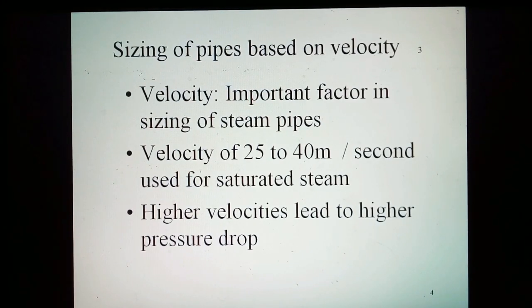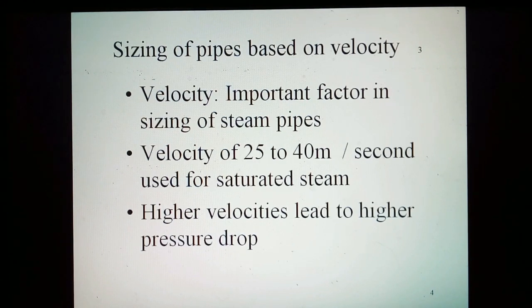Sizing pipes based on velocity. The velocity is an important factor in sizing of steam pipes. If a reasonable velocity could be used for particular fluids flowing through pipes, then velocity could be used as a practical sizing factor. As a general rule, a velocity of 25 to 40 meters per second is used when saturated steam is the medium. 40 meters per second should be considered as an extreme limit. Above this, noise and erosion will take place, particularly if the steam is wet.